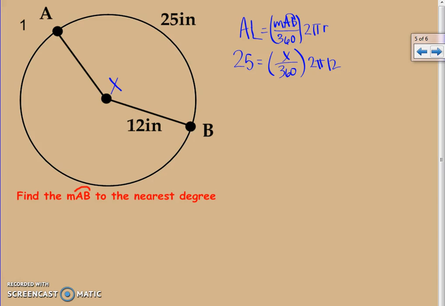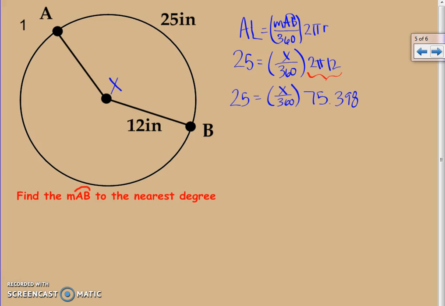Here's the easiest way to solve these. We want to get x by itself, obviously. So let's just figure out what that number would be right there, and everything else will stay the same. So 25 equals x over 360 times what number? 75.398. Since we're halfway through a problem, let's put a little more decimals on there. We'll cut it off at the end, but halfway through a problem, it's good to have more numbers.